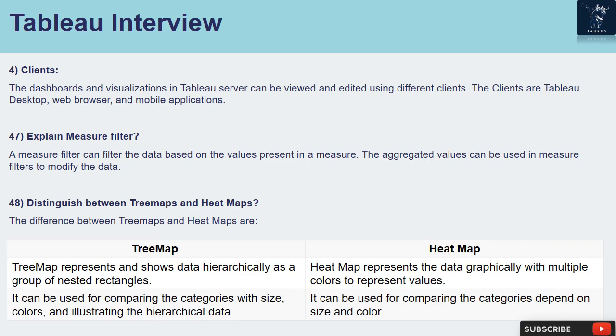48. Distinguish between tree maps and heat maps. The differences between tree maps and heat maps are: Tree map: it represents and shows data hierarchically as a group of nested rectangles. Heat map: it represents the data graphically with multiple colors to represent values. A tree map can be used for comparing the categories with size and colors, and illustrating the hierarchical data. A heat map can be used for comparing the categories depending on size and color.